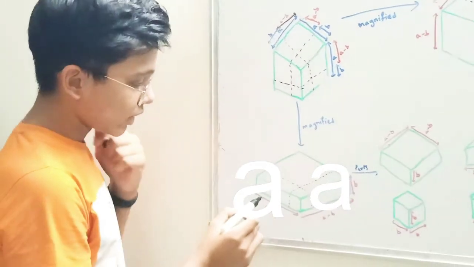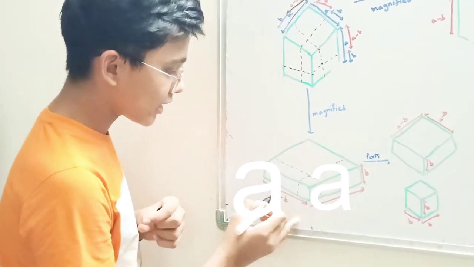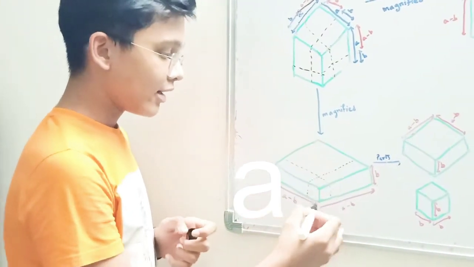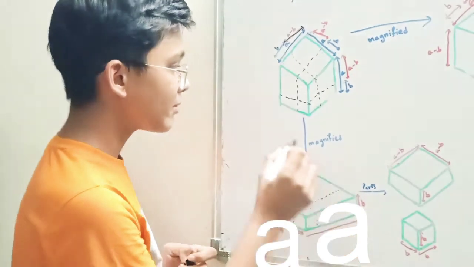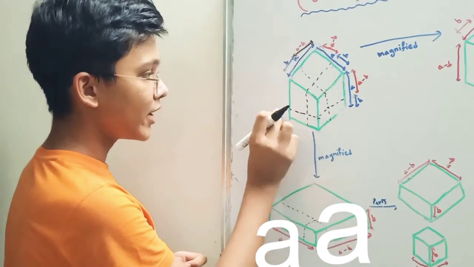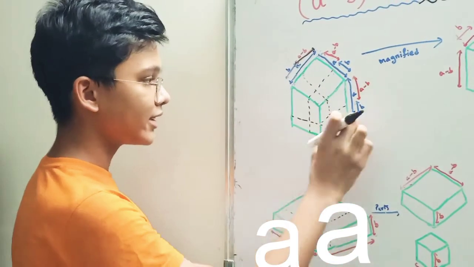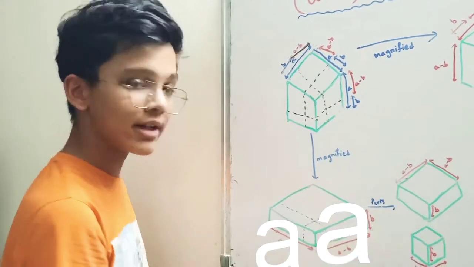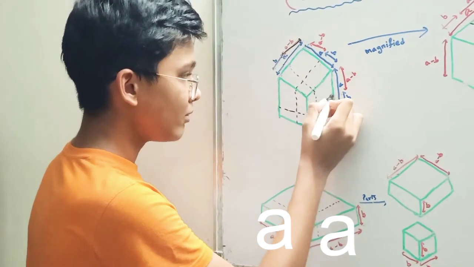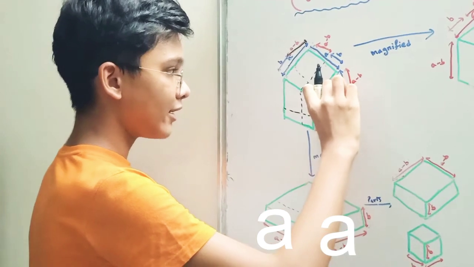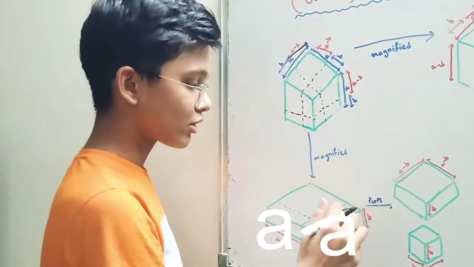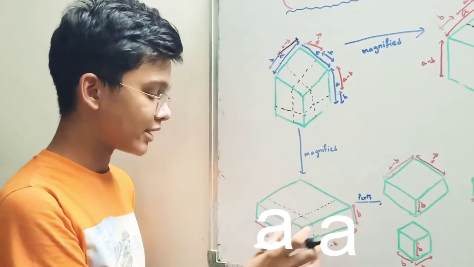So what would be this length? This length would be nothing but a, and the breadth would also be a, because in the whole cube the length and breadth both were a. So similarly here also it would be a, and we have cut from the b line. So this side is b, and similarly this side will also be b. So this is b and this is a and a.